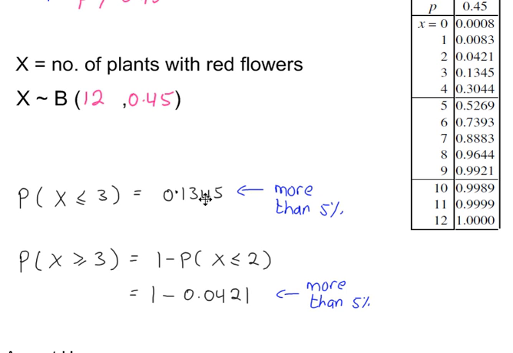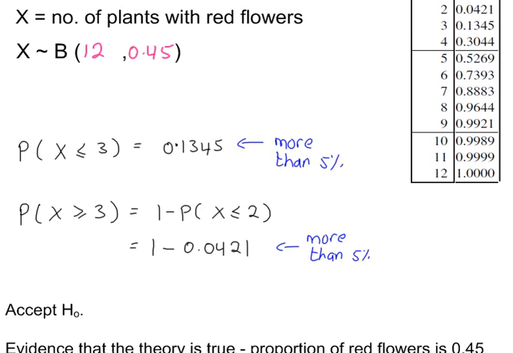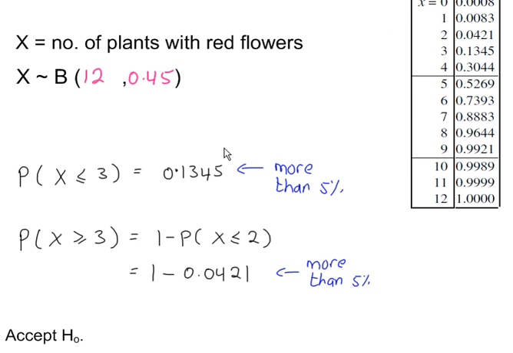So looking at both calculated probabilities, they are both more than 5%, so we're going to accept H0. If this was less than 5%, or if the probability here was less than 5%, then we would reject H0. And it's 5% that we're comparing each one of these with. We're not using 10%. We've split the 10% into 5 and 5, so we compare this, the lower tail, with 5%, and this, the upper tail, with 5%.